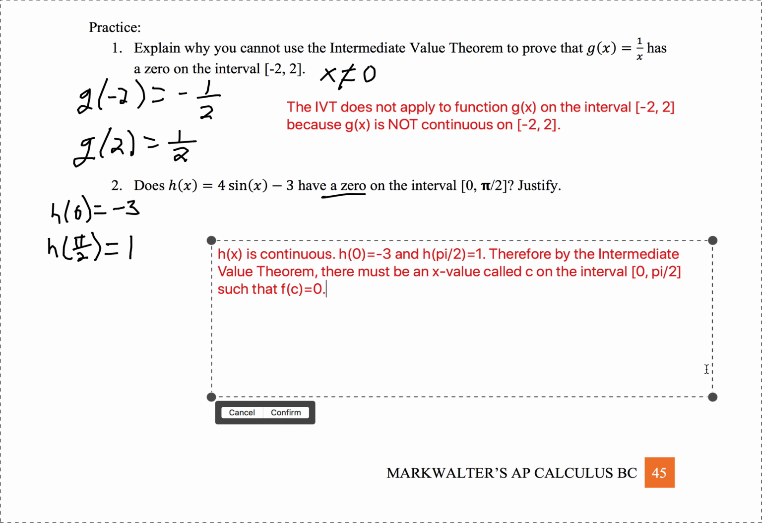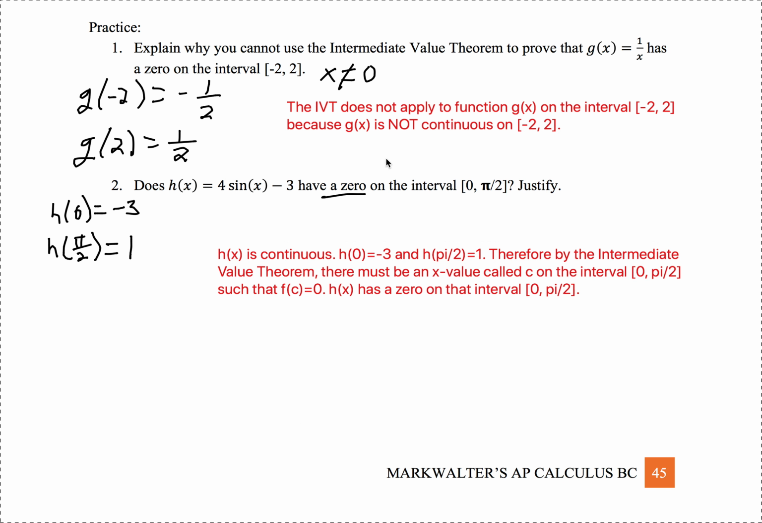We state the function is continuous. We state the endpoints. Therefore, by the intermediate value theorem, there must be an x value called c on the interval 0 to pi over 2, such that f of c equals 0. H of x has a 0 on that interval. If we just want to beat a dead horse here, it's not too bad to just repeat yourself there to answer the question. Now, some of that can be useful in these situations as we get into more complex stuff.